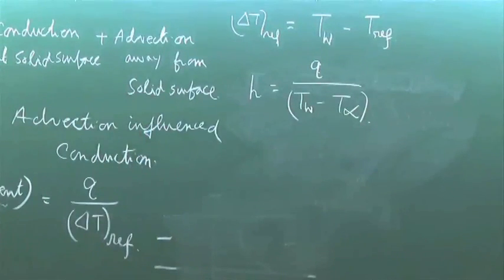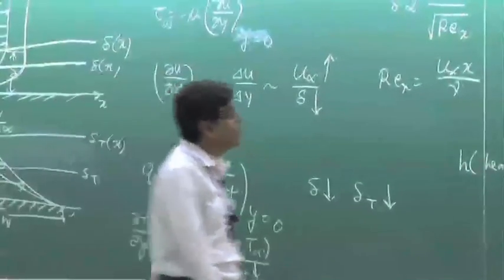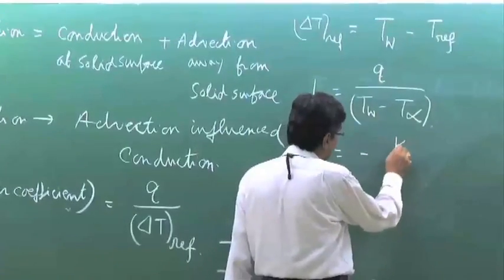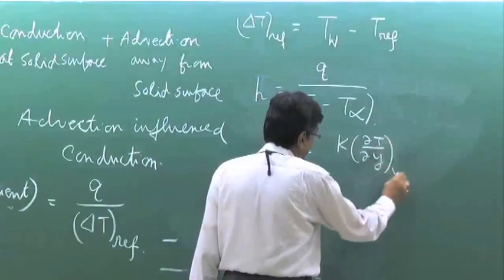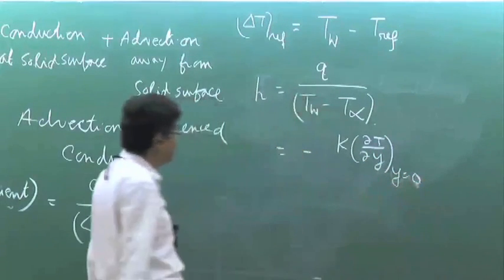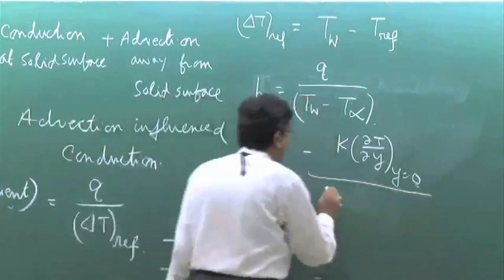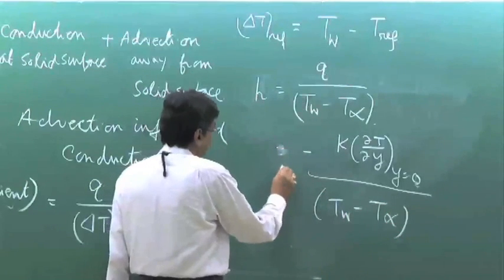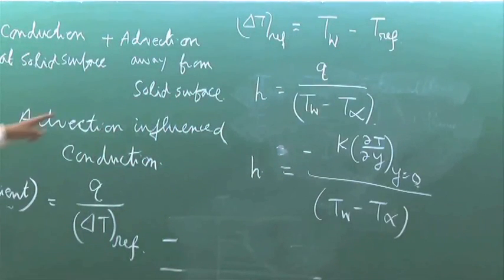Okay. Now if we relate this with the heat flux from the actual mechanism of heat transfer by Fourier heat conduction law, then it becomes equal to minus k del T del y at y equal to 0 in this case, divided by TW minus T infinity. Again I am writing h. That means if you substitute q by this, it becomes like that.